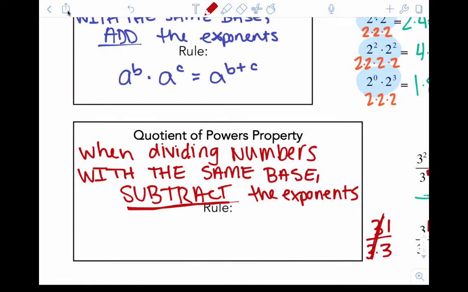My rule is going to be similar, except this time I'm dividing. I have a to the b over a to the c. That's going to equal a to the b minus c.